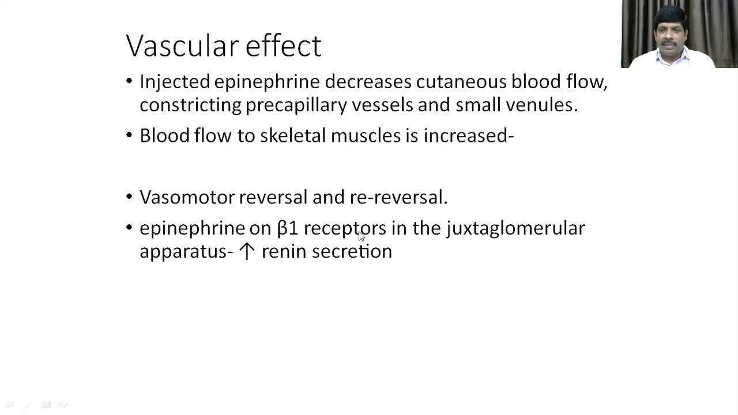Epinephrine on beta 1 receptor in the juxtaglomerular apparatus causes increase in renin secretion. So epinephrine, as we know, acts on all the adrenergic receptors. When epinephrine acts on beta 1 receptor of the JG cell of the kidney, it will cause increased release of renin. Then the renin pathway will be stimulated, leading to formation of more angiotensin 2, from angiotensinogen to angiotensin 1 to angiotensin 2, which causes increased blood pressure. That is another story.